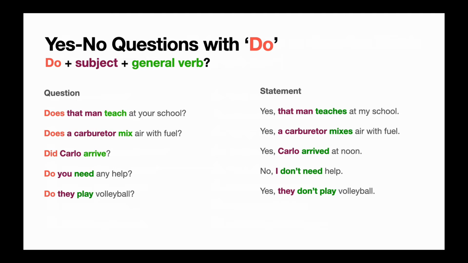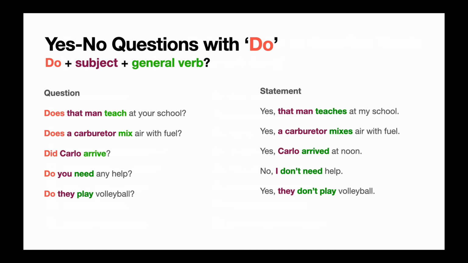So in our first example, the answer is yes, that man teaches at my school. There are no helping verbs in the sentence, just the main verb teaches. So we would put a form of do at the beginning of the question. Does here to go with that man, and then we would make teach into the general verb form to make does that man teach at your school.